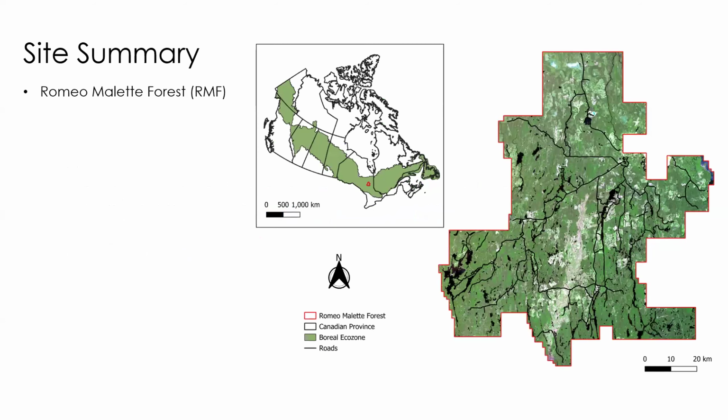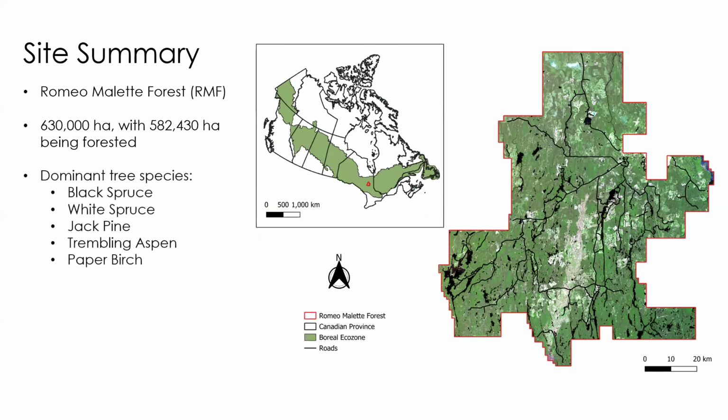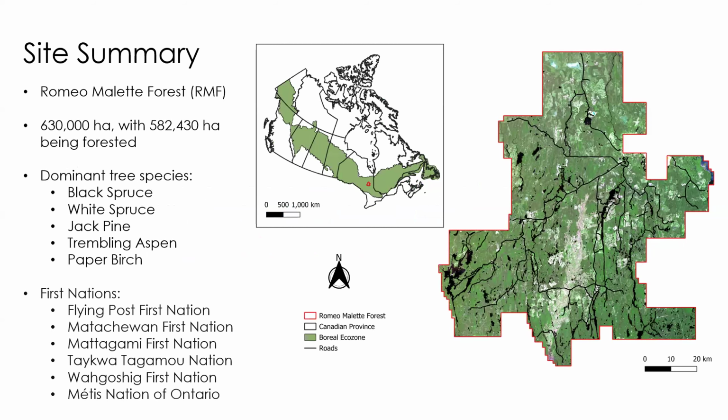So this study was undertaken in the Romeo Millet Forest, which is a very large area within the boreal forest region of Ontario. There are a lot of different dominant species within this area, and they change across the landscape, as you might expect. It's also associated with 5 different First Nations, as well as the Métis Nation of Ontario.